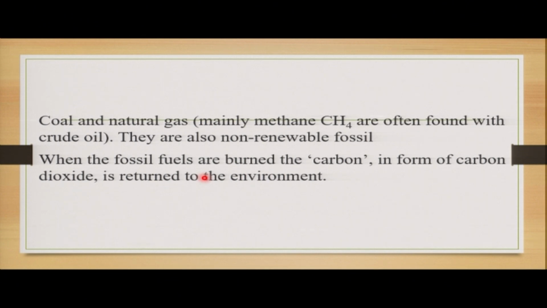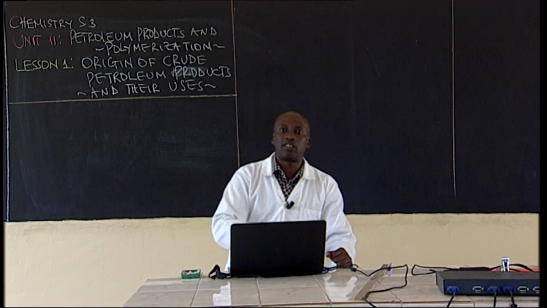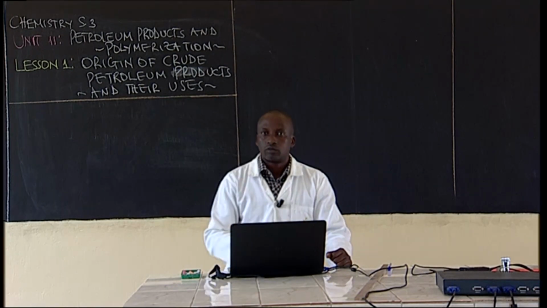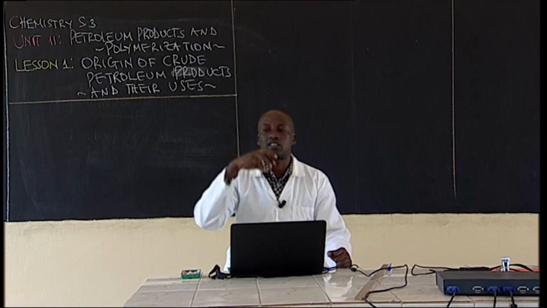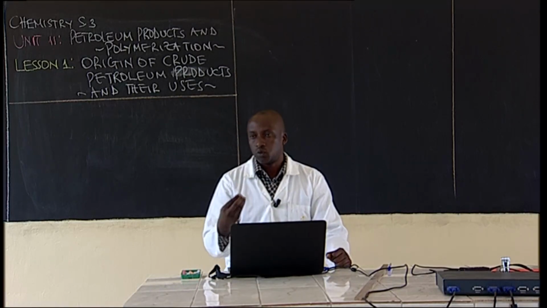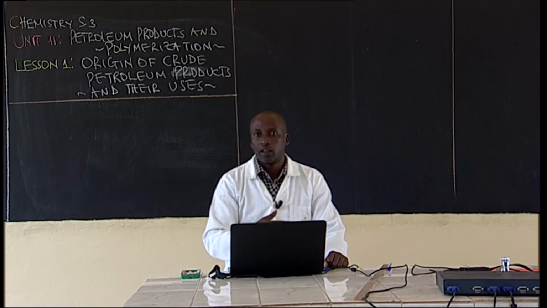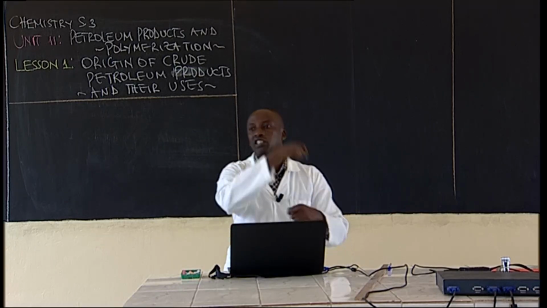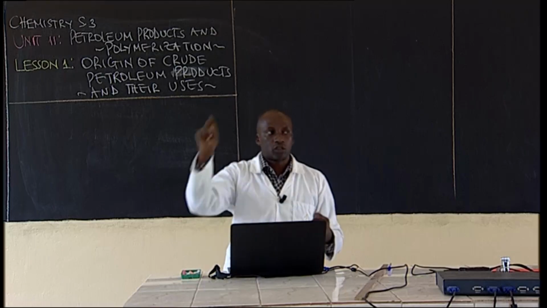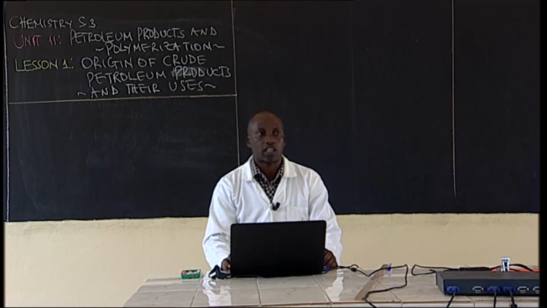For example, you have methane. When it burns in oxygen to produce heat, it will liberate carbon dioxide, which is regenerated into the atmosphere and then used by the plants. So you will find it in a cycle. The plants and animals contain carbon; when they die, they decompose and turn into these products. But when these products are burnt, they regenerate the carbon dioxide. So you'll find them in the form of a cycle.